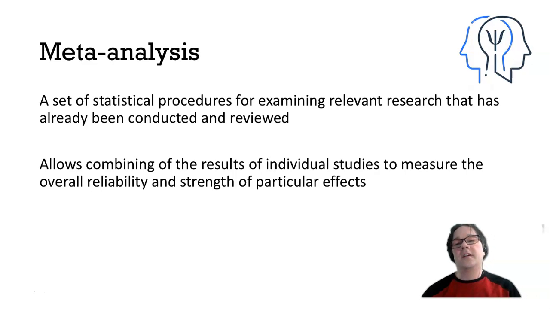We also have this method called meta-analyses, and this is not something we have to get into too much for this class, but just know that it exists. So meta-analysis involves taking several studies that have examined the same thing. So let's say you have 20 or 30 studies about whether or not contact between members of different races has an effect on reducing prejudice.